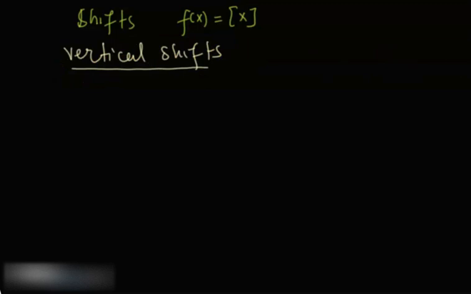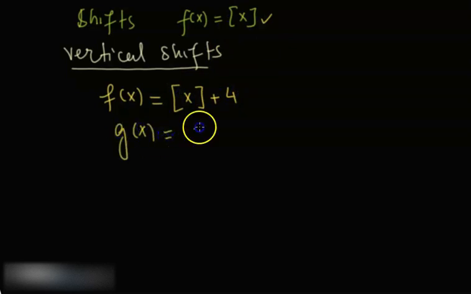In vertical shifts, first let's consider upward. When we add something to this, let's say 4, this will shift this parent function 4 units up. And if we are subtracting something, let's say minus 2, then this will shift this graph 2 units down. So let's do this.